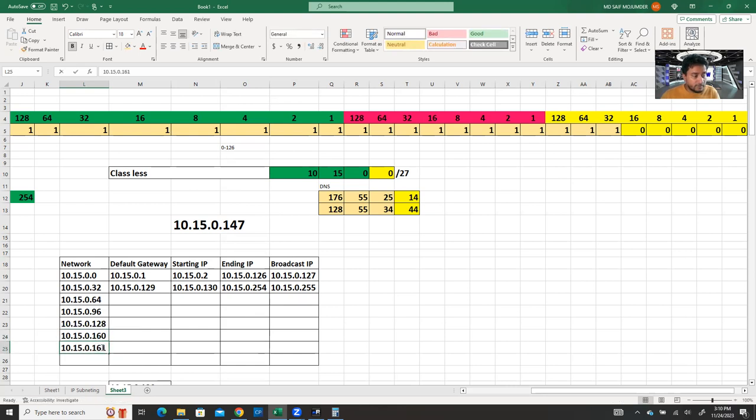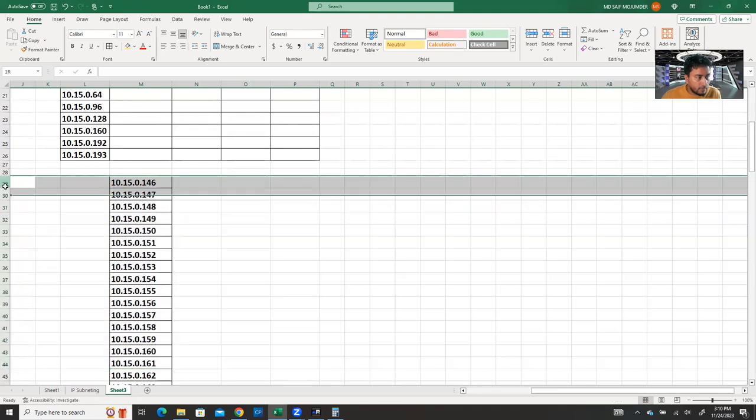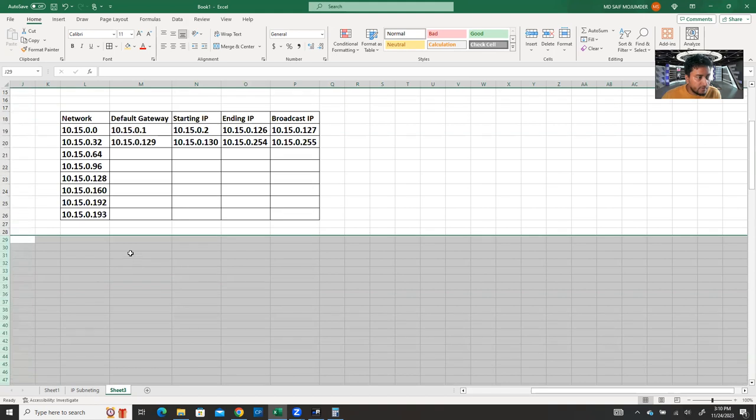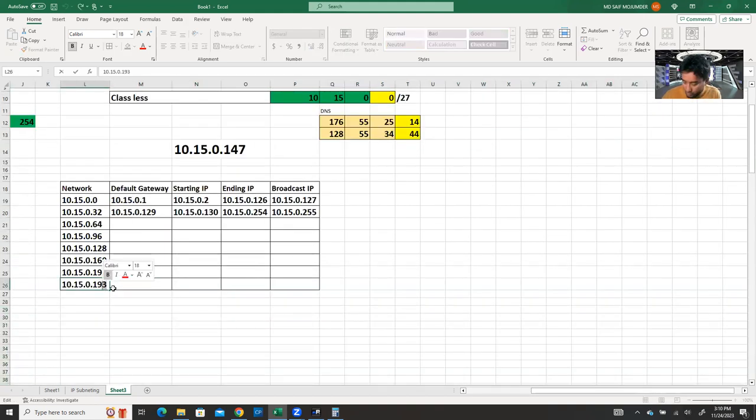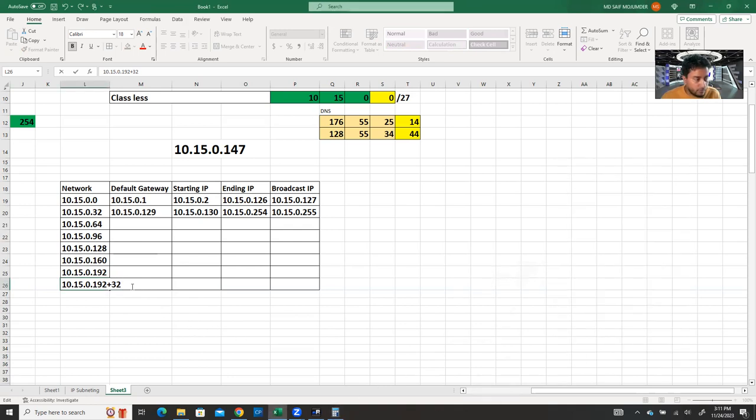Then next one will be 160 plus 32, right? Because 32 is the last borrowed bit, and the last borrowed bit value is 32. So 160 plus 32, it's gonna make what? 192, right? And then what should be the next? With this, we're gonna get a lot of subnets. Okay. So 192 plus 32, right? What are you gonna get? 254, right? Sorry, 224, right?